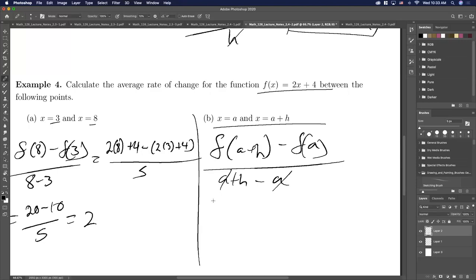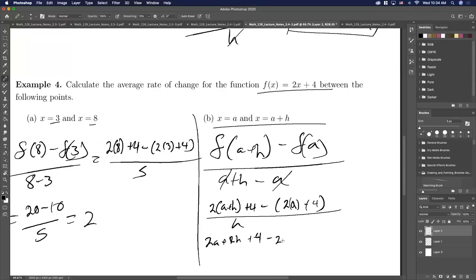So if we crunch through this real quick, we're going to have, I'm just losing my voice, 2 of a plus h plus 4 minus the quantity of 2 times a plus 4 over h. So I have 2ah, or 2a plus 2h plus 4 minus 2a minus 4. Okay, remember to distribute your negative. So these cancel, those cancel. So I'll have 2h over h, which of course is 2.